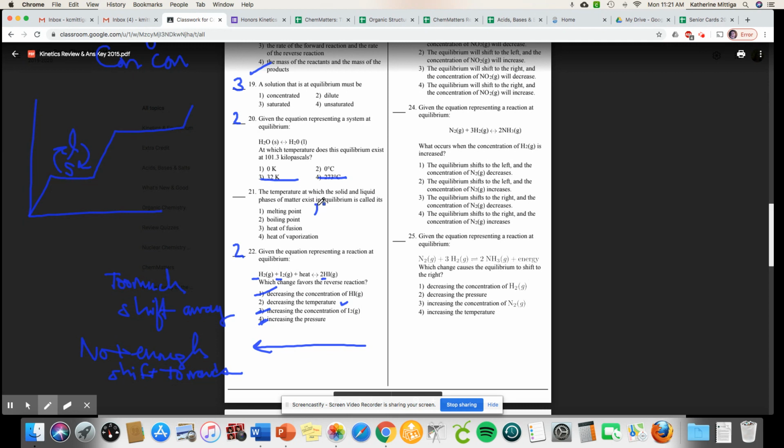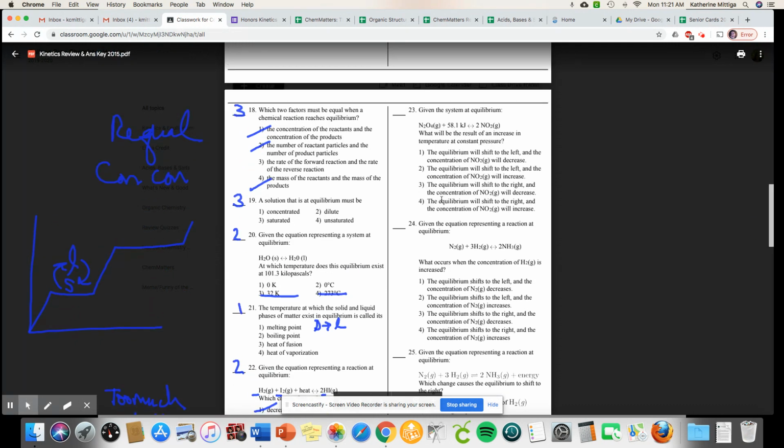So that is solid to liquid. Melting point is also the same as the freezing point, but you see that that is not an option. Up here, system at equilibrium, which will be the result of an increase of temperature.